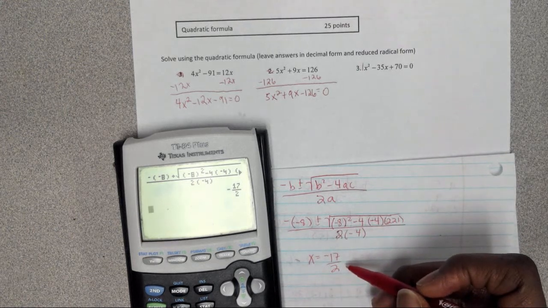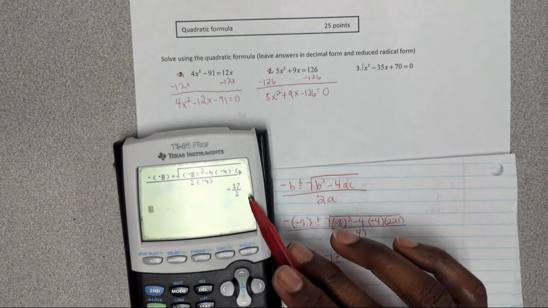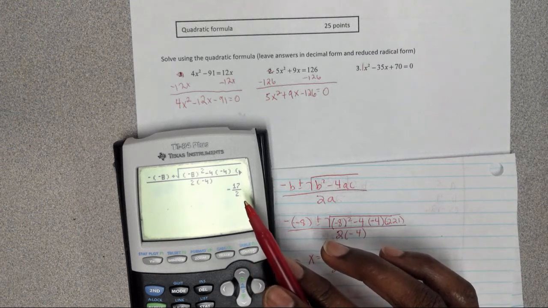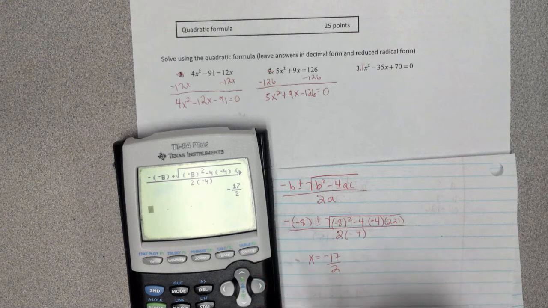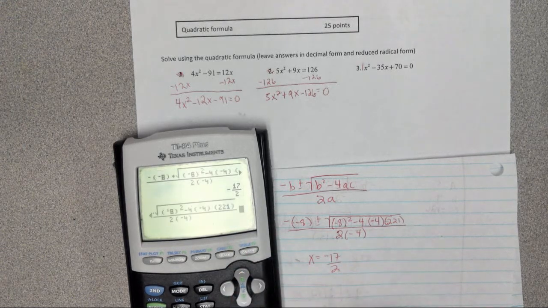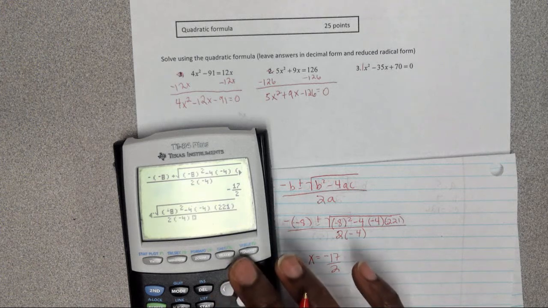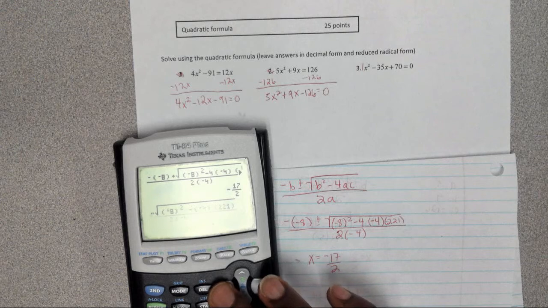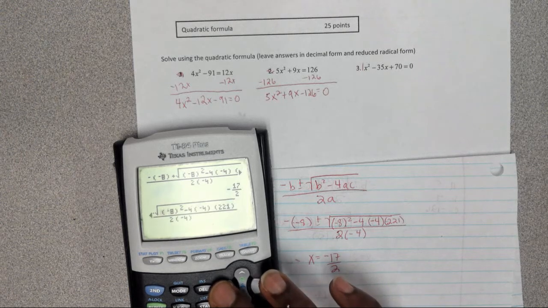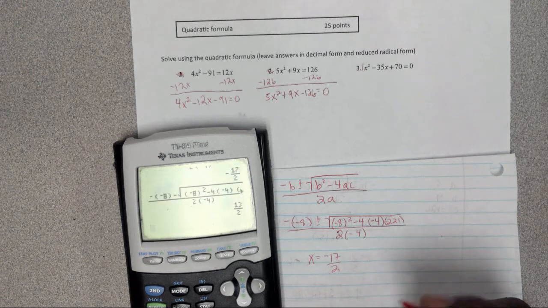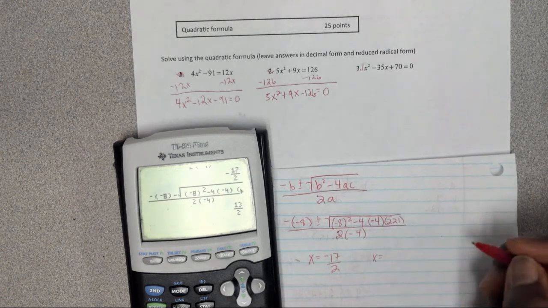Okay? And if you don't know if you need it, well, you should be able to leave it like that. If not, you can always just go and take what's 17 divided by 2 and find out what the decimal equivalent is. Next, I'm going to go back and copy this. I'm going to change my plus to a minus. Right here, minus. And I get 13 over 2.